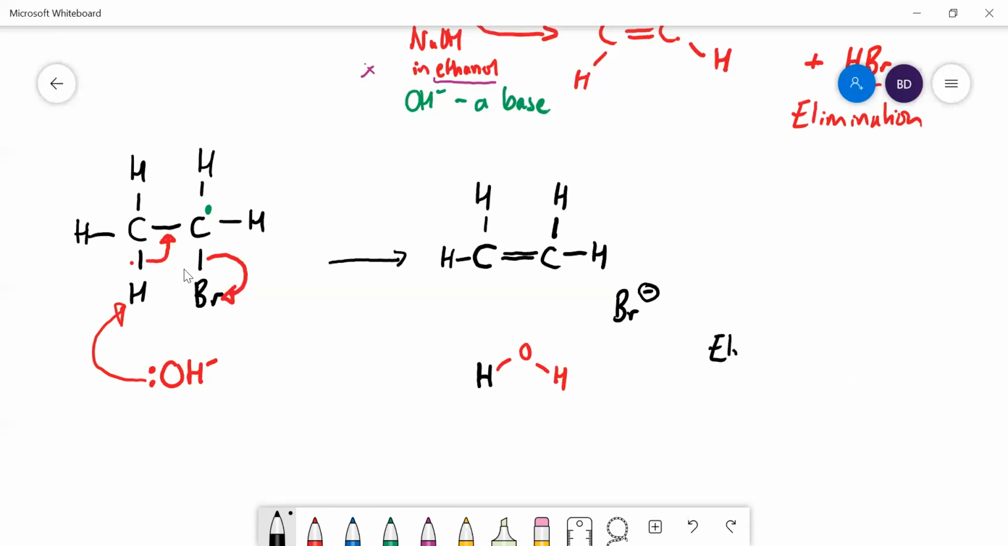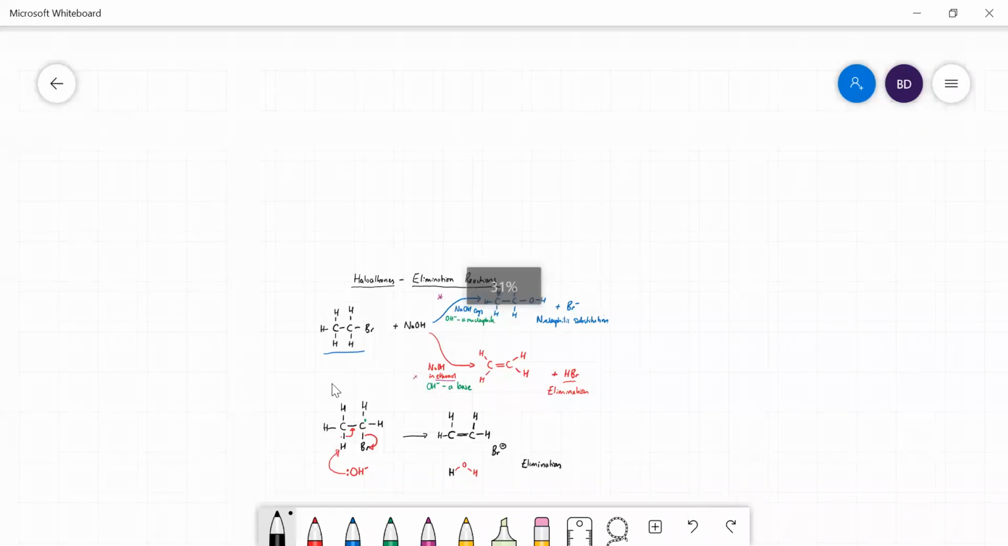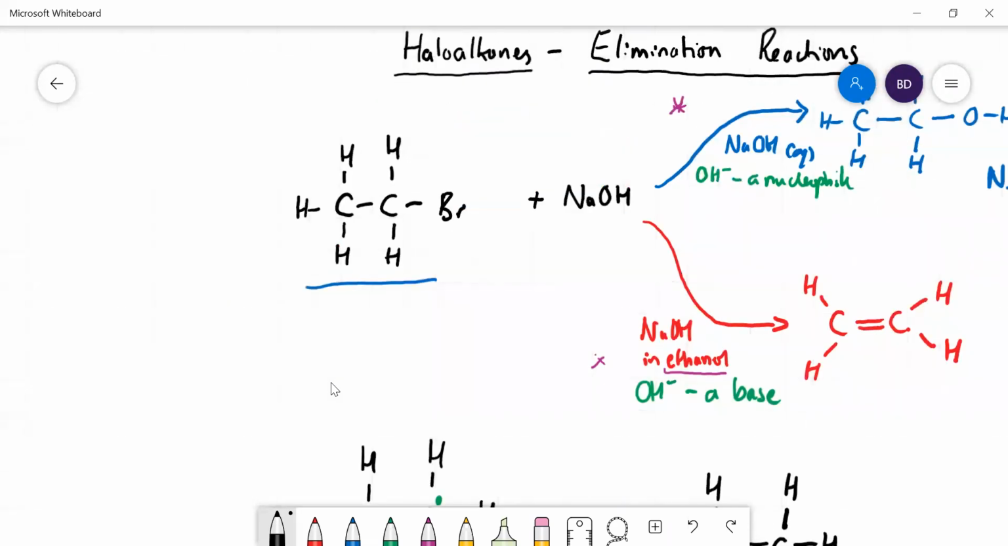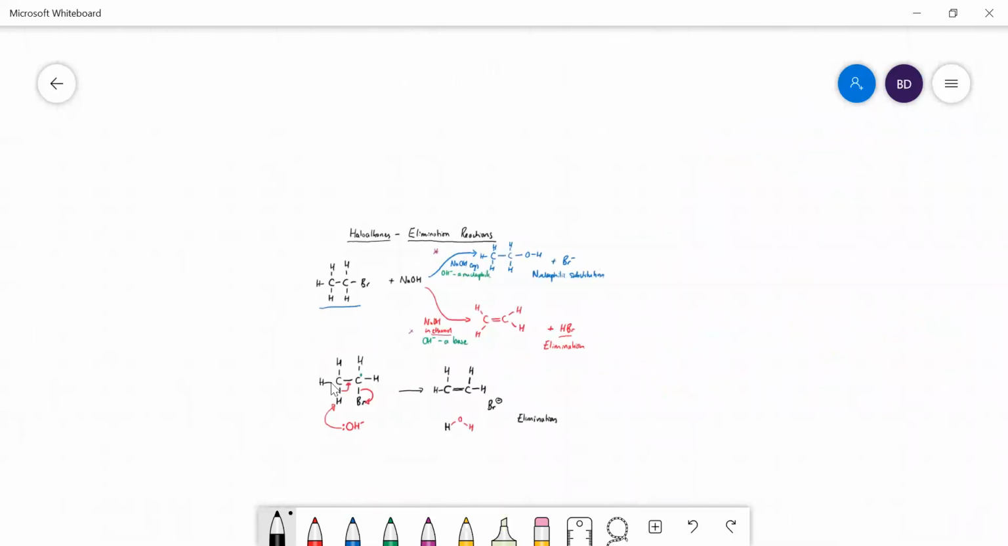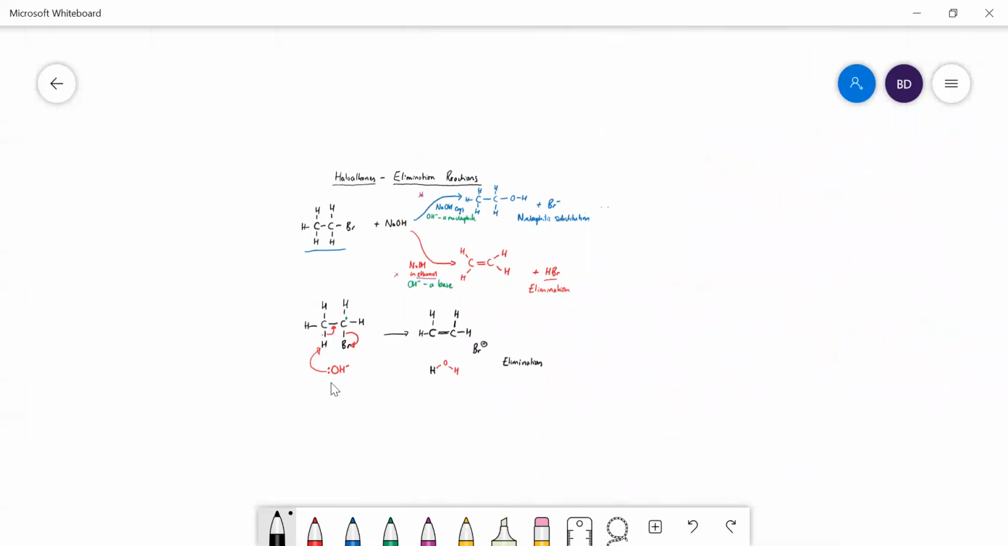And that is the second mechanism, I suppose, that you need to know. So we need to know the nucleophilic substitution mechanism, and we need to know elimination. And as we said, both of these reactions will occur, really. The one in blue is going to occur when you've got aqueous solution, and the one in red is going to occur when you have got ethanol as the solvent. Okay, let's leave that there.